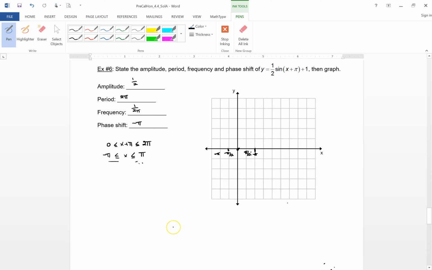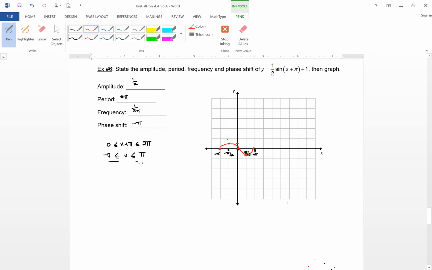Now my amplitude is 1/2, and I'm graphing a sine. We know that sine starts at 0, and we're going to keep going between 0, the maximum, 0, the minimum, and the max to 0. And our maximum in this case is going to be a half, which is right there. So 0, half, 0, minus half, and 0. So what we get is a graph that looks like this. Okay?